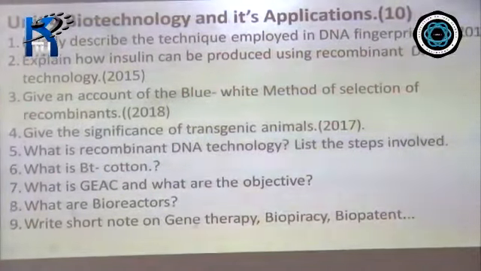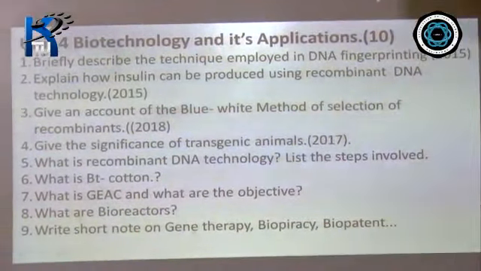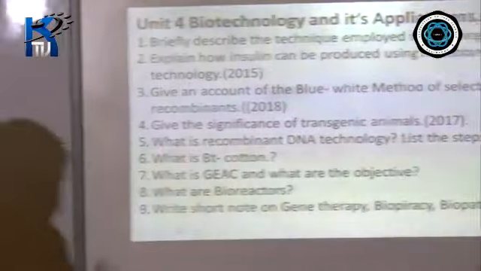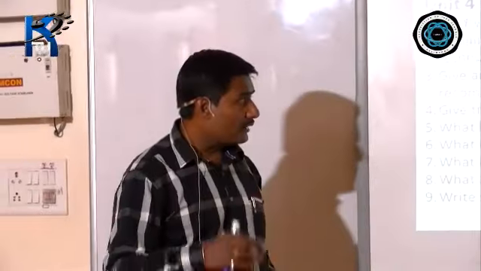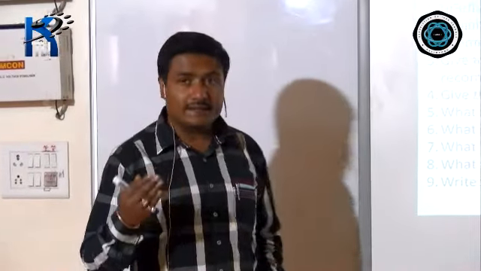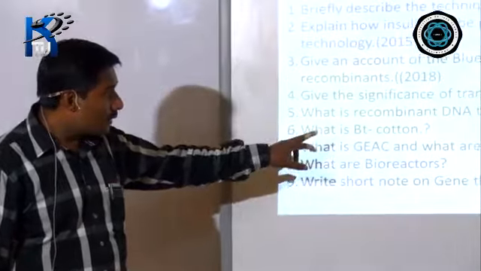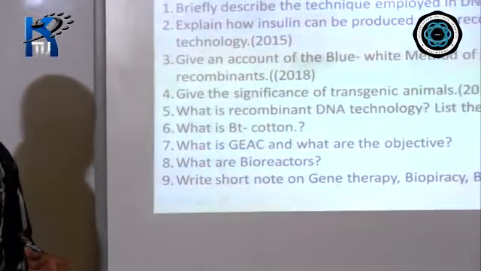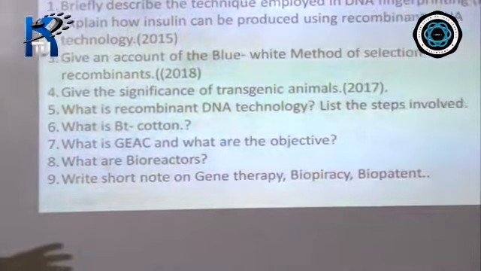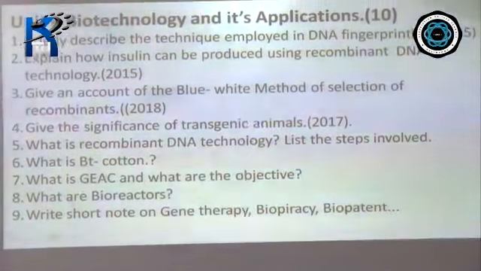Give the significance of transgenic organisms. The organism which has been genetically manipulated, and what is the significance, what is the advantage of transgenic animals, you have to write about that. What is recombinant DNA technology? That means all these transgenic organisms have been formed by recombinant DNA technology.